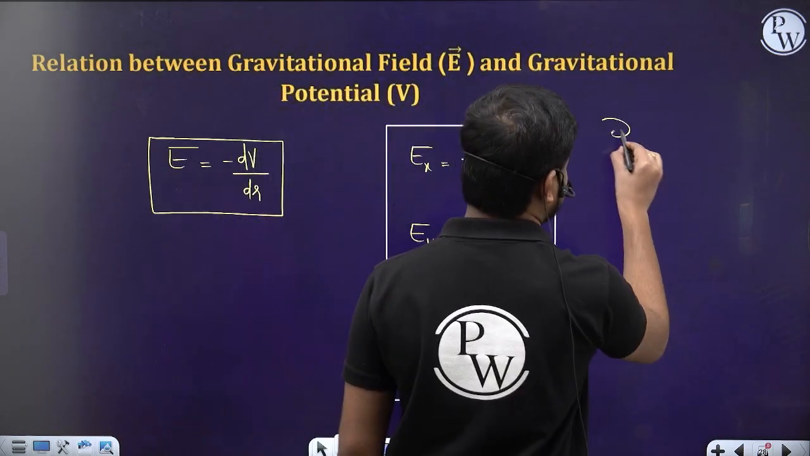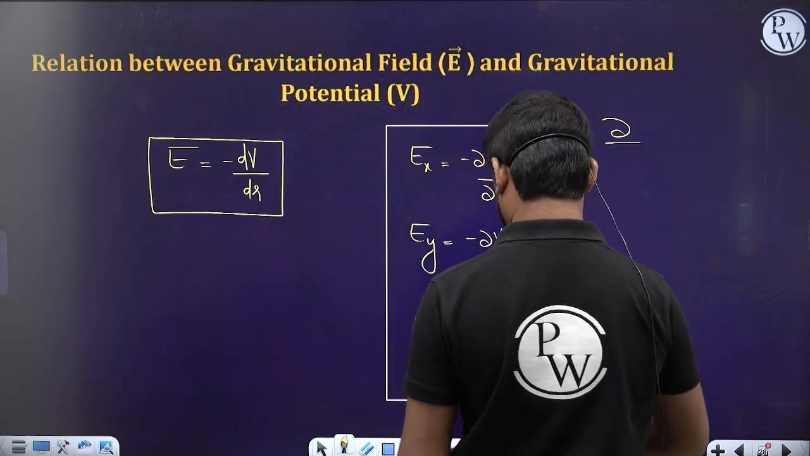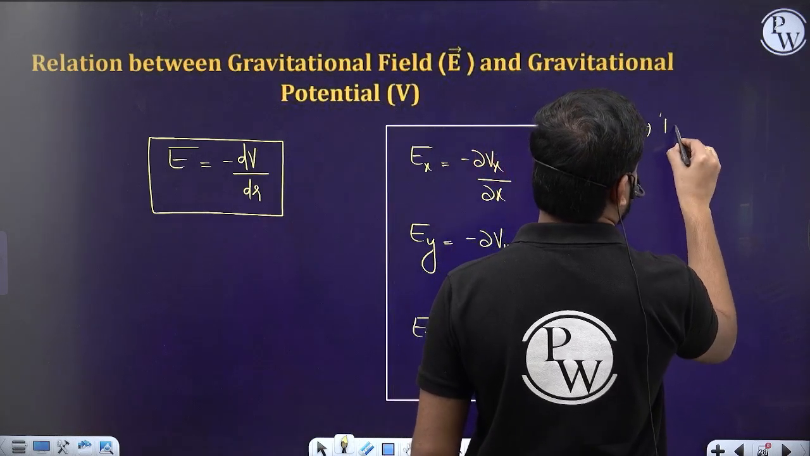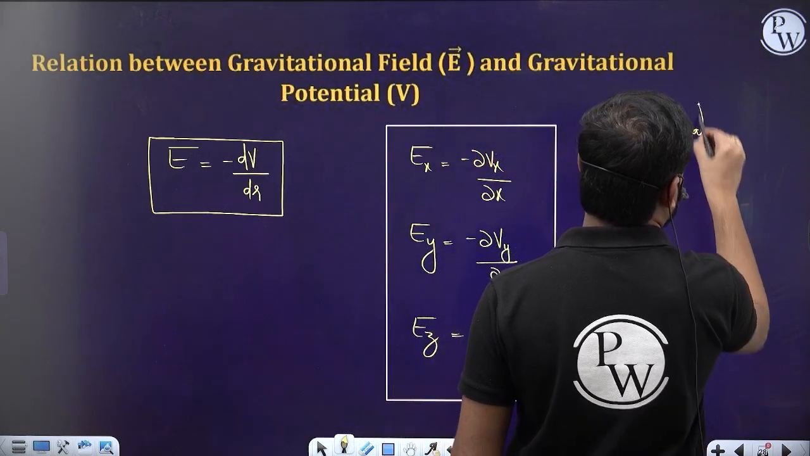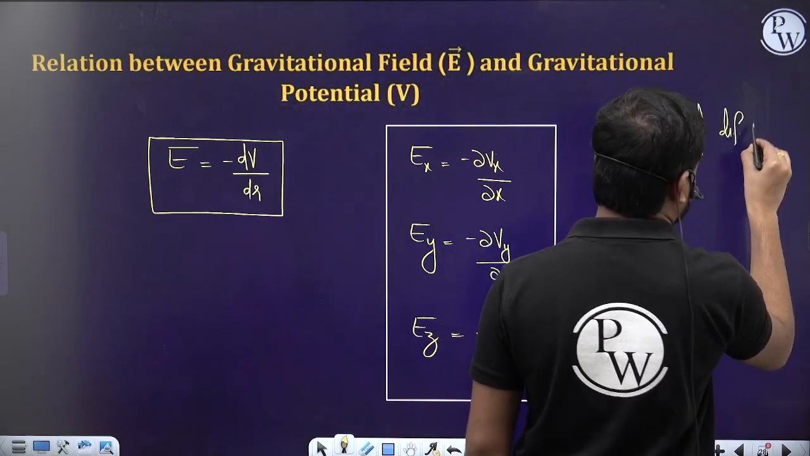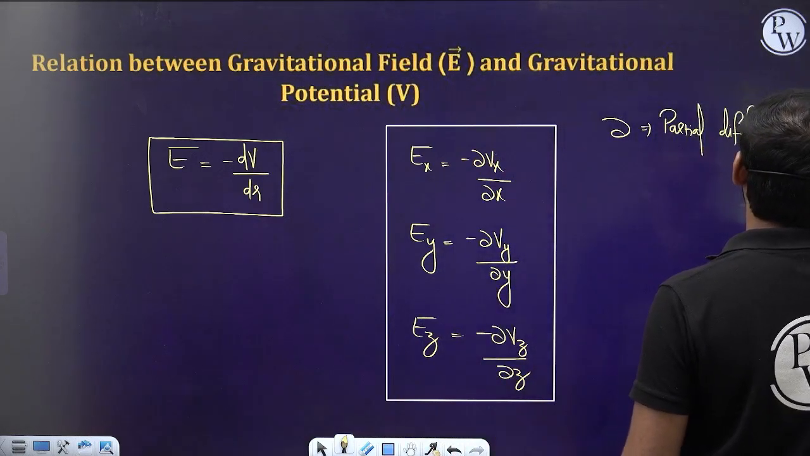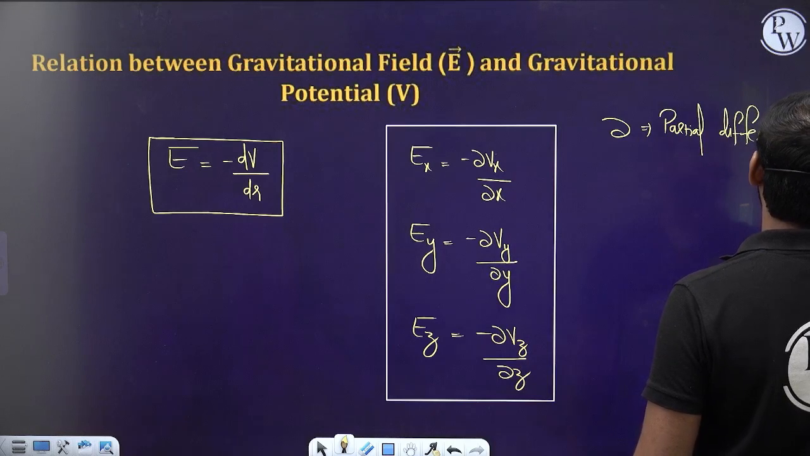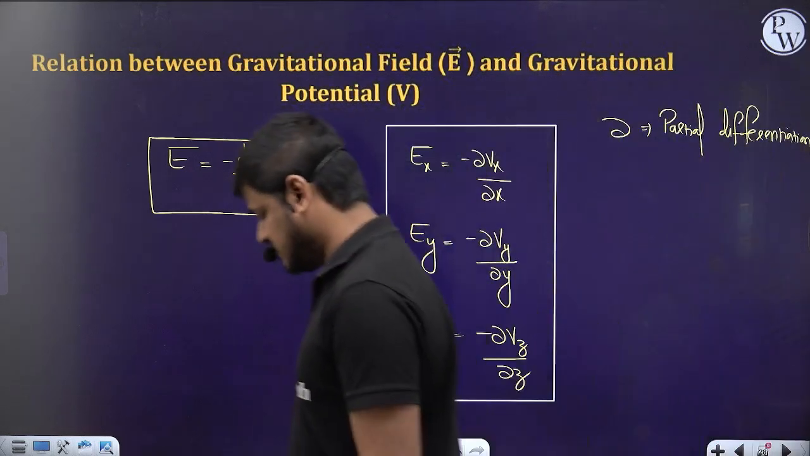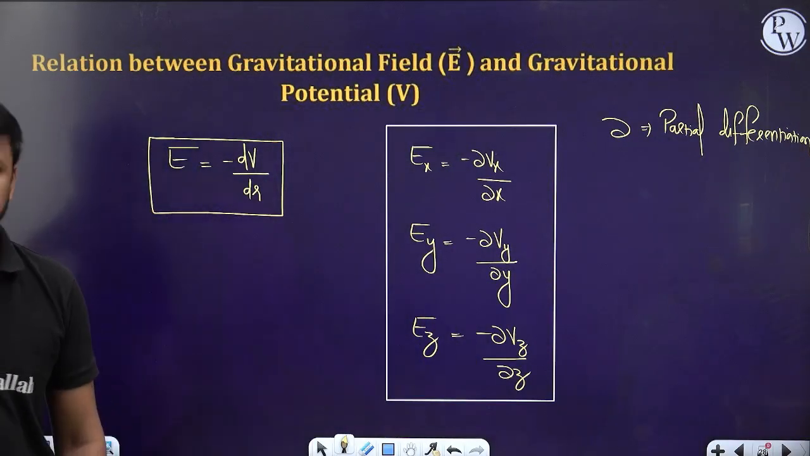So dou is partial differentiation. Same differentiation formula, only you can use. So we'll solve the question so that you'll understand better. This is a partial differentiation. Done? Clear, guys? Chalo. So let's move further.